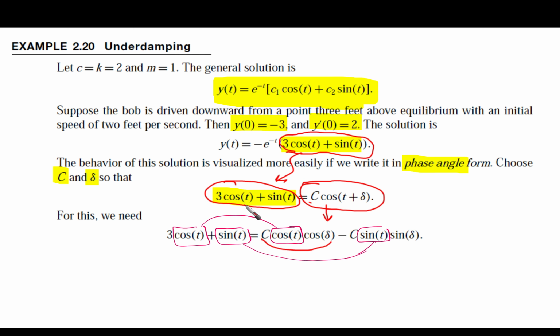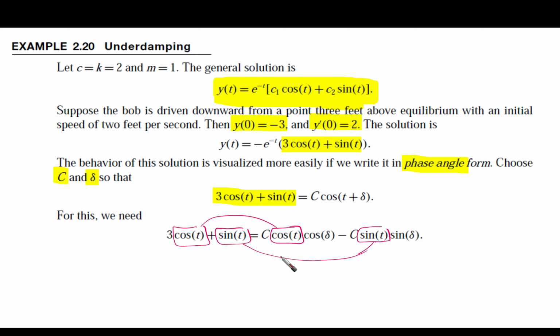What about the left hand side? It is the same: 3 cosine t plus sine t. Then look at the right hand side and the left hand side. We have here, I want to clear this actually here.